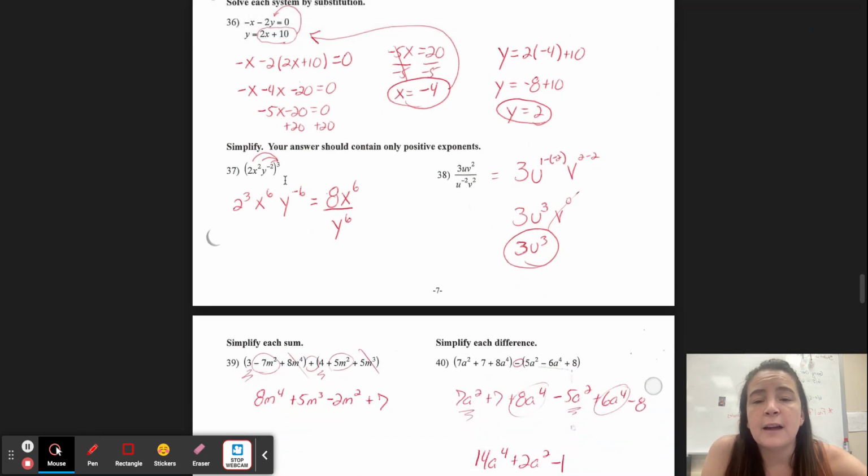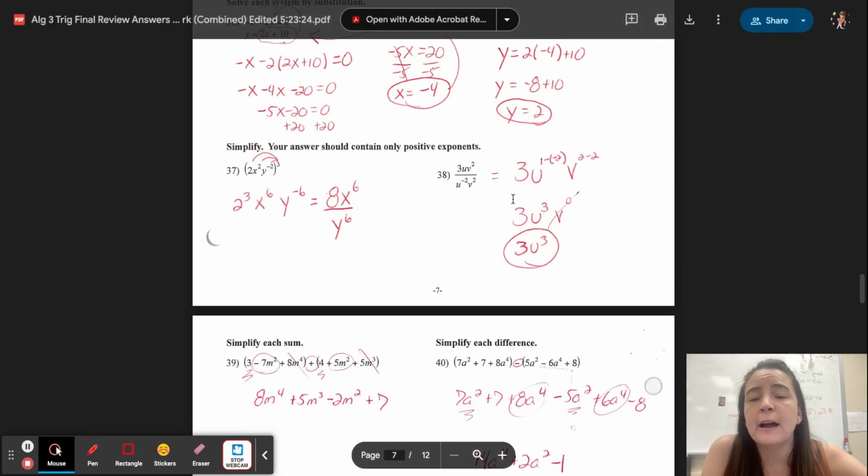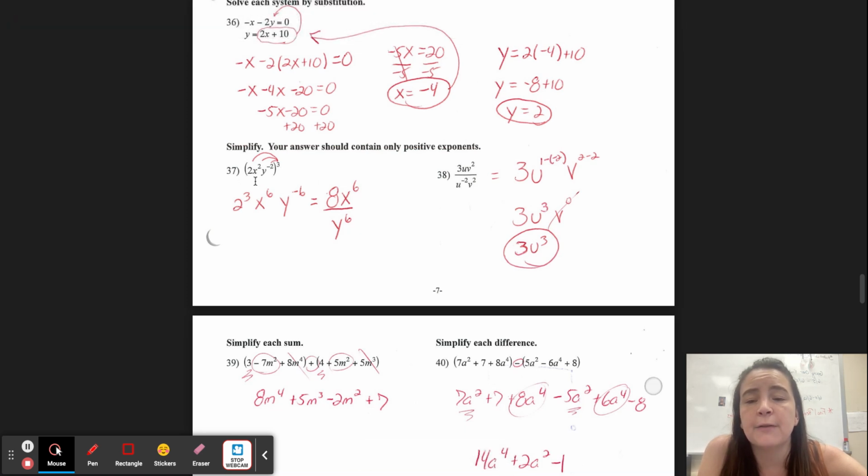For number 37 and 38, we're simplifying. It's exponent rules. If I have an exponent on the outside, it goes to each of the factors of my base on the inside. So you get the 3, you get the 3, you get the 3. The 2, you can see that to the third power. The reason why you see x to the 6th is because when you have an exponent raised to another exponent, you multiply. So that's how I got 6 and I got -6.